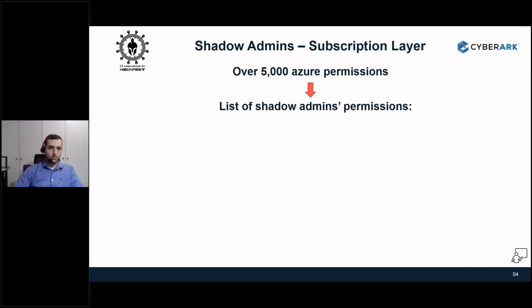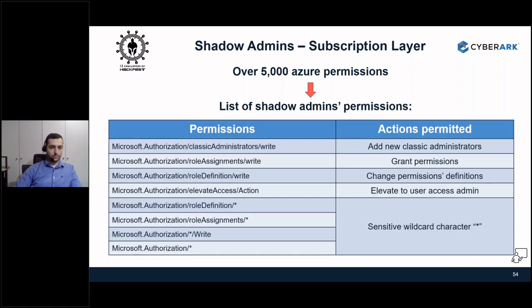So from 5,000 different Azure permissions, in our research we tried to list and discover the permissions that are so sensitive that they could lead to a full escalation to a full Azure admin. And you can see the list here. You can see they are around the Microsoft Authorization Service. It could be a permission to add a new classic administrator, the permission to grant permission, to elevate admin access, and so on.